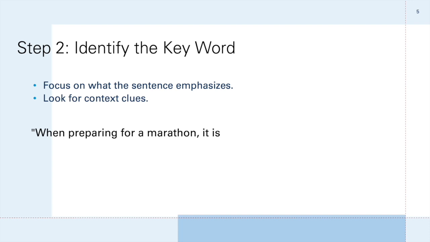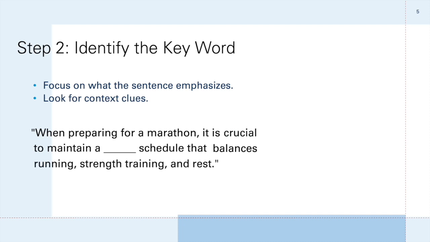Now, the next step is to identify the key word. Here, the words crucial and balances are important clues, because these are what suggests that the schedule should be reliable and well structured.